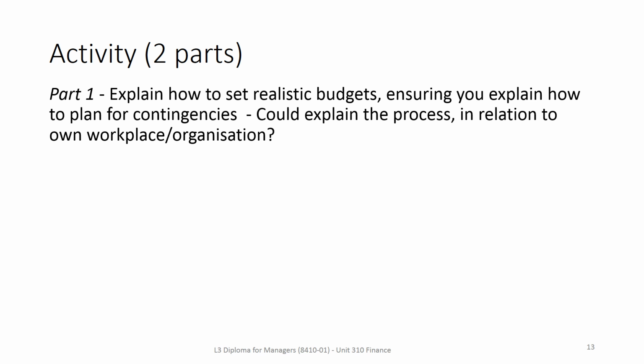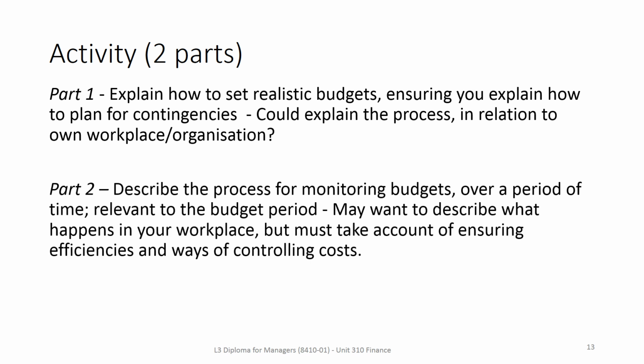Now, as we've mentioned before, if you've started to think about what budget it is you're going to be using for your evidence, then you might want to explain what process you went through. And if you're about to do it, then you might want to use this as a sort of planning for that. And then part 2 says, describe the process of monitoring budgets over a period of time relevant to the budget period. Now, you may want to describe what happens in your workplace again. It may be about how you're managing your budget or what you're planning to do in managing your budget, but you need to show how this is going to ensure efficiency and how it ensures that you're controlling costs. Right, so two parts.